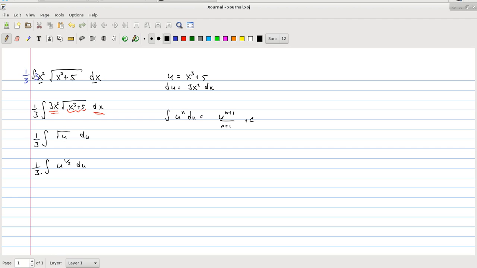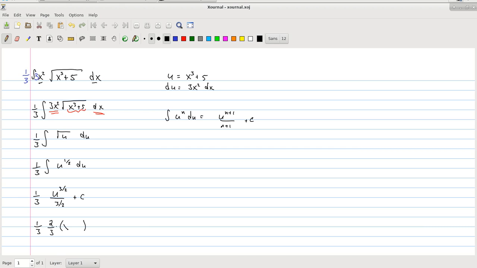The 1/3 that's outside the integral will just stay. We add 1 to the exponent, so we have u to the 3/2 over 3/2 plus c. And then we can simplify this. We can replace u with what we identified u to be in the first place. And we can also rewrite this fraction. So this gives us 1/3. Instead of dividing by 3/2, we'll multiply by the reciprocal. So multiply by 2/3.